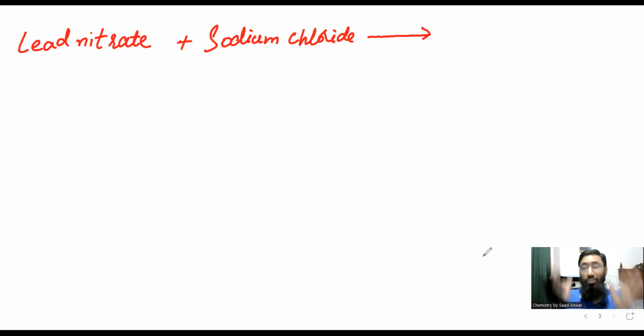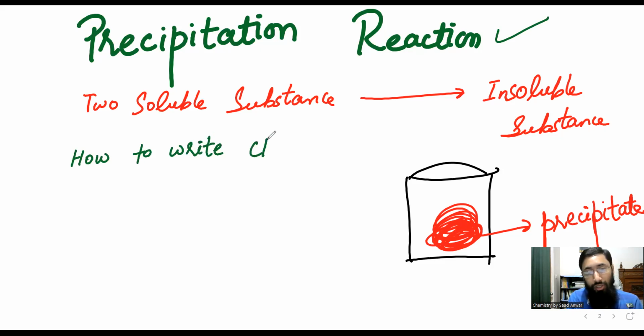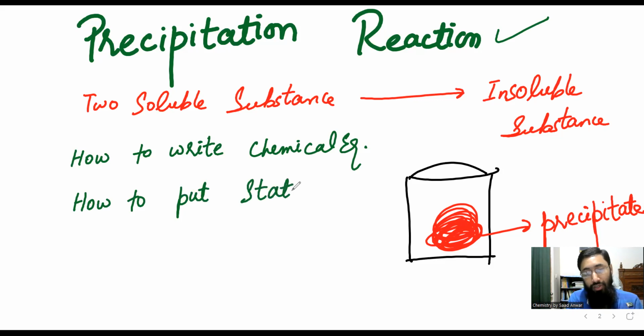Now what I want to teach you in this particular video is how we can figure out the product which is going to form here, how we write the equation in the form of symbols, how we put state symbols here, and how we write the ionic equation. Means in this video we will focus on what a precipitation reaction is, how to write chemical equations, and how to put state symbols. State symbols are those symbols which tell us that the substance is liquid, gas or solid. And then about the ionic equation, how to write it.